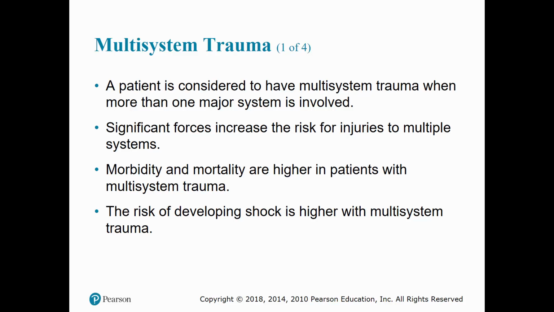Now for multisystem trauma, as I just discussed, this is when more than one of our major body systems are involved. So something other than just the skin, or something other than just our bone structure. Now it's our gastrointestinal system, our urinary system, endocrine, renal, cardiovascular, pulmonary. We've got a lot going on now. In order for multiple systems to be involved, something significantly had to happen to this patient. So because multiple systems are being involved, there's a higher likelihood of multiple sites bleeding out. Our chances of shock developing is much higher when dealing with multisystem trauma patients.